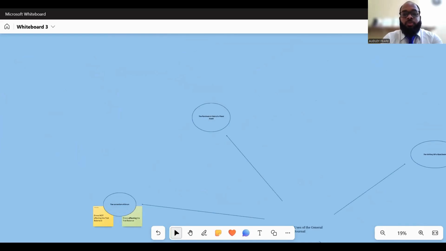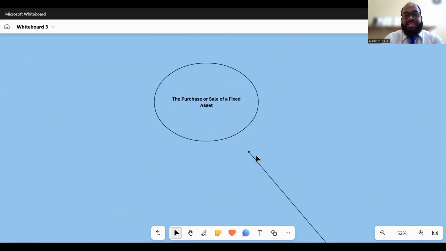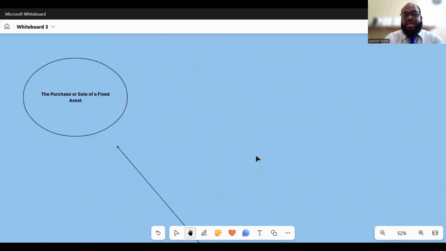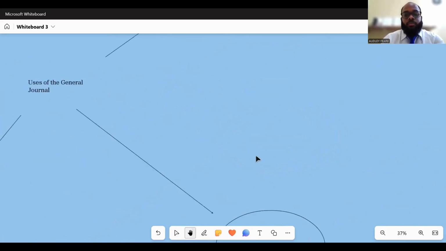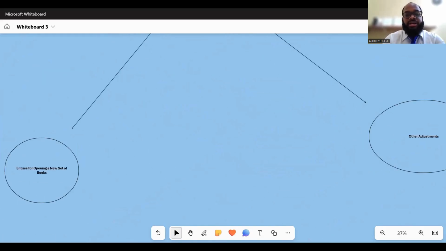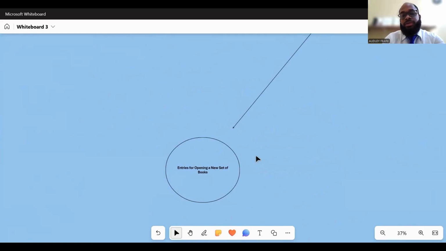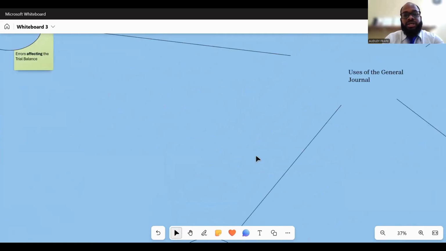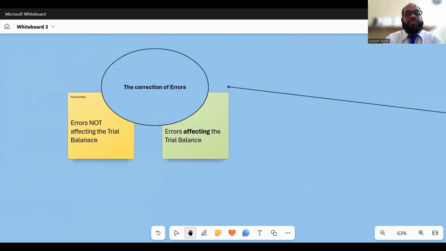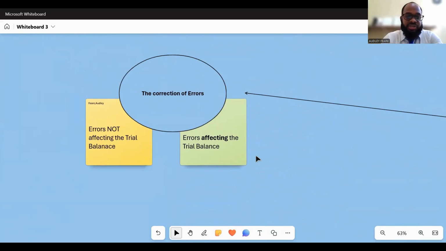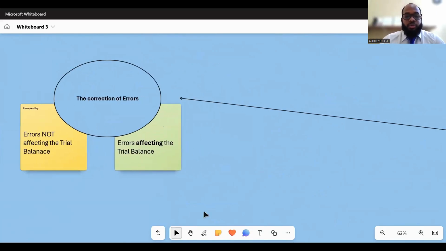So for today's lesson, we're going to look at the purchase and sale of fixed assets. We'll also look at the writing off of bad debts. We will look at other adjustments, and we'll also look at the opening entries for a new set of books. In another video, I'll look at the correction of errors. There are two types of errors: errors affecting the trial balance and errors that do not affect the trial balance. So let's get to work.